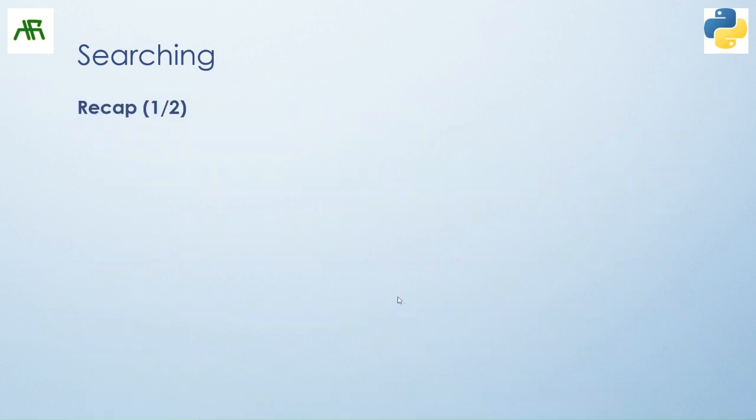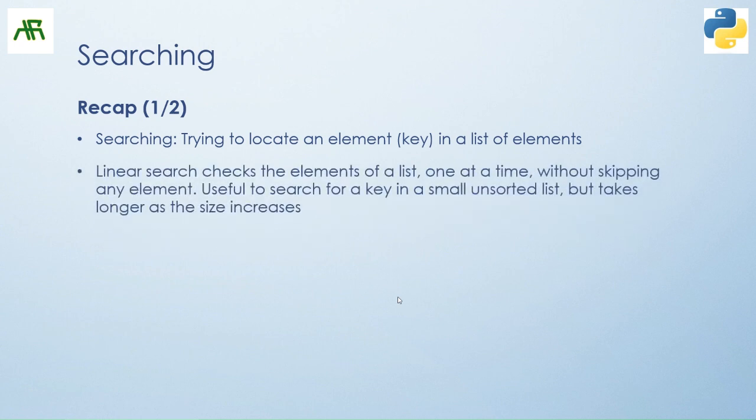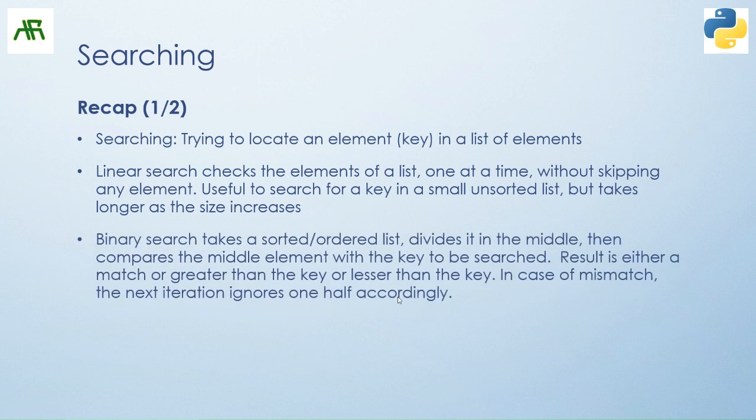So let's do a quick recap. Trying to locate an element in a list of elements is called searching. Linear search checks the elements of a list one at a time without skipping any element. It covers every element present in the list to find a key's presence or absence. Binary search takes a sorted or ordered list, divides it in the middle, checks whether the key value is present or not, and whether the key value is lesser or greater than the middle, to reduce the number of iterations.